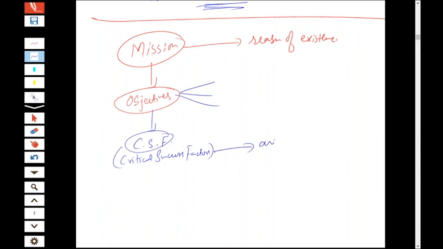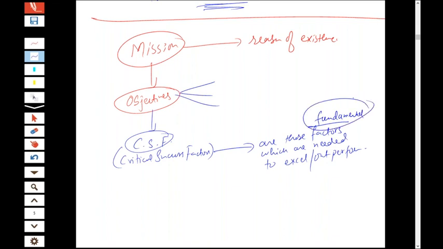Critical success factors are those factors which are needed to excel or outperform. For example, if I am running a restaurant, I need a good cook, a good chef, a clean environment, and these are the very basic and fundamental factors. If you are running an institute, then you need basic resources: number one, teacher; number two, the classroom; number three, the other facilities as well. So these are the resources which are needed.